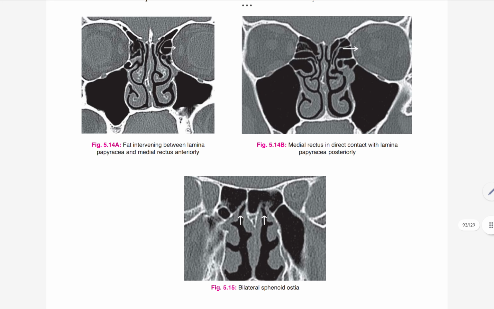In the diagrams, we are seeing fat intervening between the lamina papyracea and the medial rectus anteriorly. Medial rectus in direct contact with the lamina papyracea posteriorly. Bilateral sphenoid ostia.